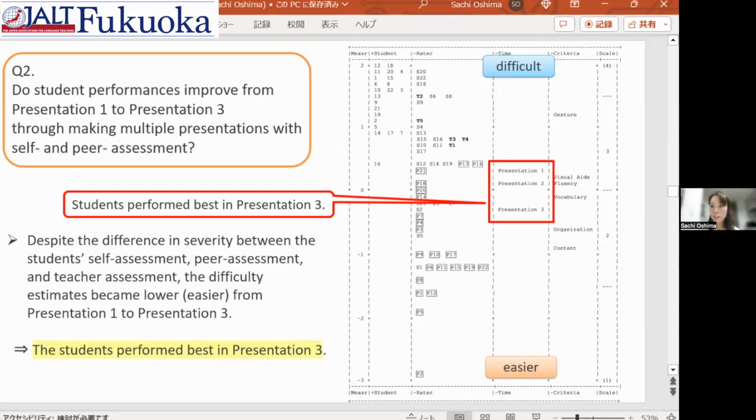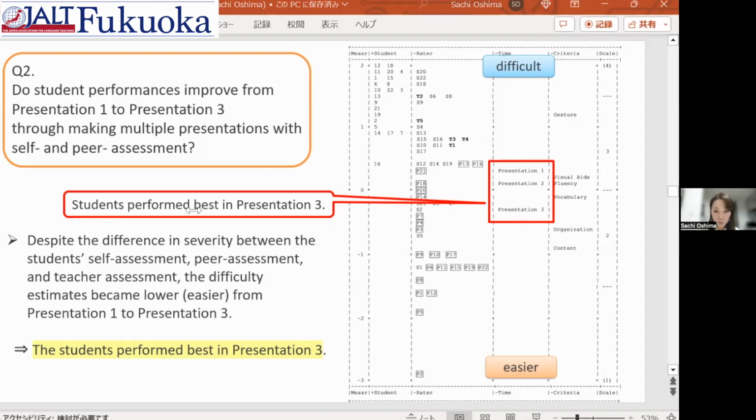Thank you very much. Yes. Actually, of course, I have the data, but for this presentation I tried to omit the statistical part, which made it a little bit vague. But at the data level, presentation one was the most difficult, and presentations two and three became easier and got higher scores. So thank you very much for your suggestion.